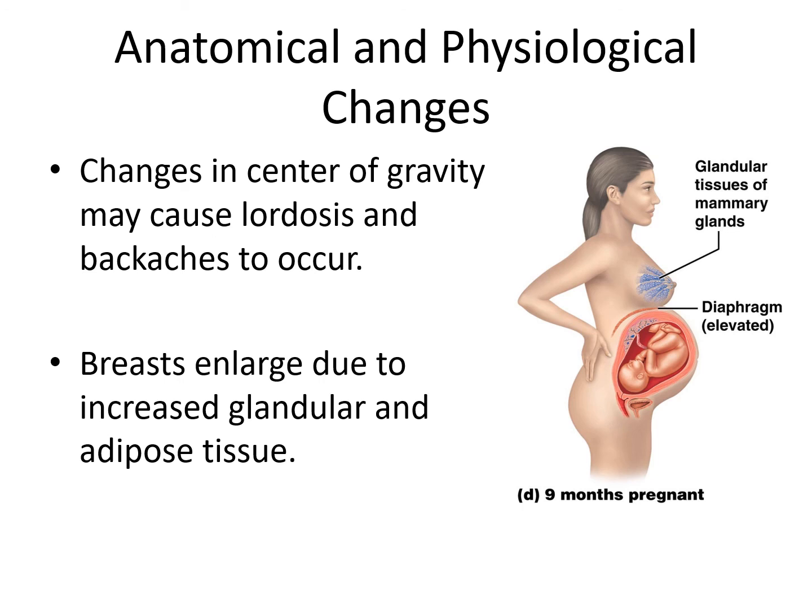The abdominal organs are displaced upward, compressing the diaphragm and pressing on the urinary bladder. As you might expect, changes in the center of gravity will occur, and may cause lordosis, curvature of the spine, and backaches. The breasts enlarge due to increased glandular and adipose tissue.